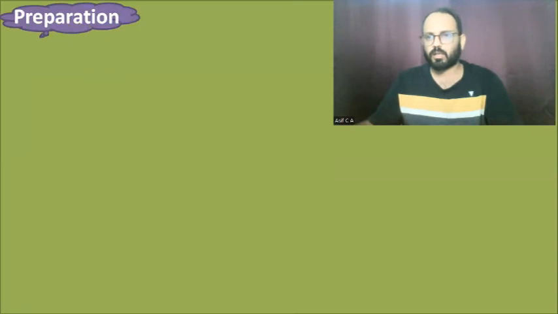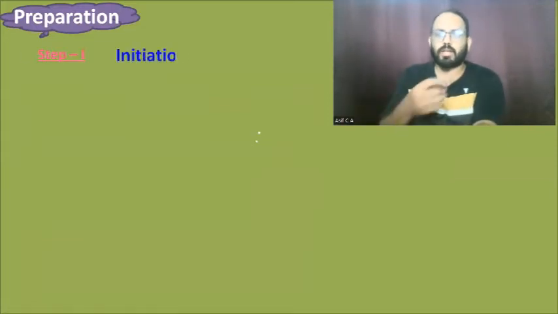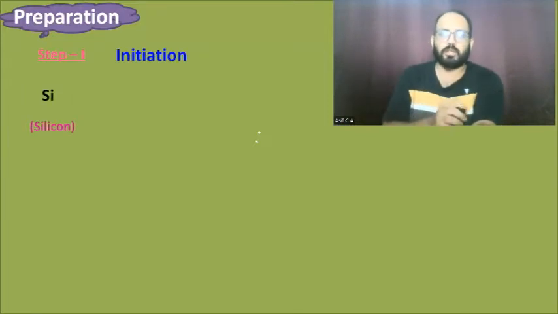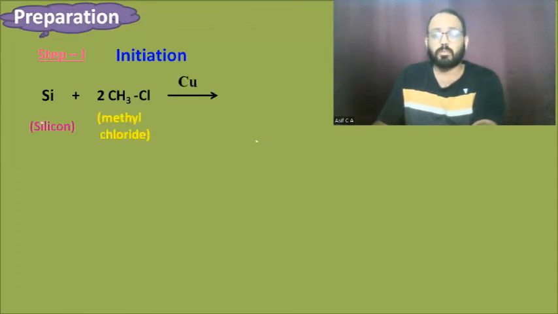Then we'll talk about the preparation method. Let's see how we can prepare silicones. Silicones can be prepared in a three-step method. As you would have studied in organic chemistry, initiation, propagation and termination. First we'll start the reaction with initiation. First I'm going to treat silicon with methyl chloride at a very high temperature of 573 Kelvin, in the presence of copper.